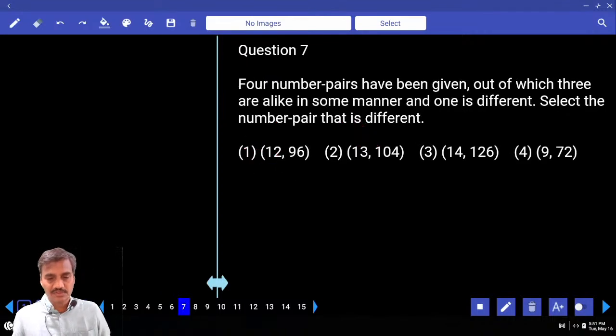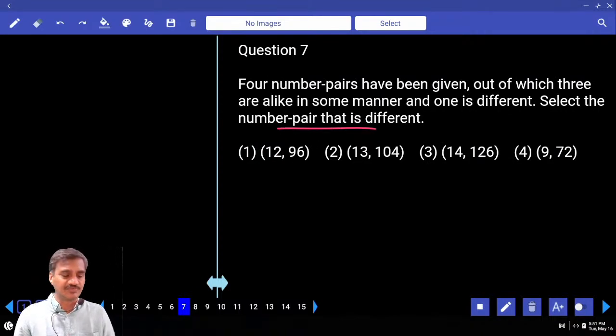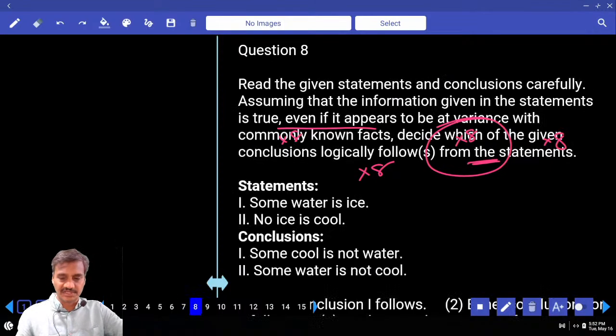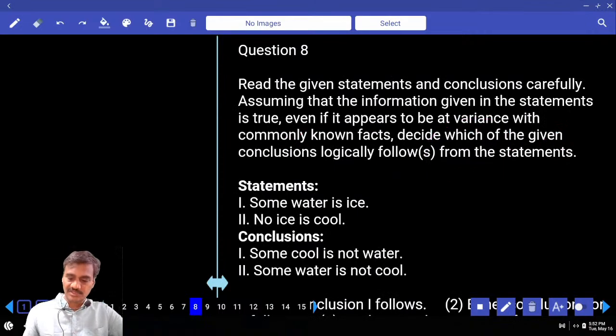Then the seventh one. Now in the seventh, 4 pairs of numbers were given. Select the pair that is different. Now 12 into how much? 12 into 8 is 96. 13 into 8 is 104. And 14 into 8, what is 14 into 8? It is 112. The last digit must be 2 and this is the odd one. 9 into 8 is 72. Except choice 3. The first number into 8 is the second number. The next one, question number 8.